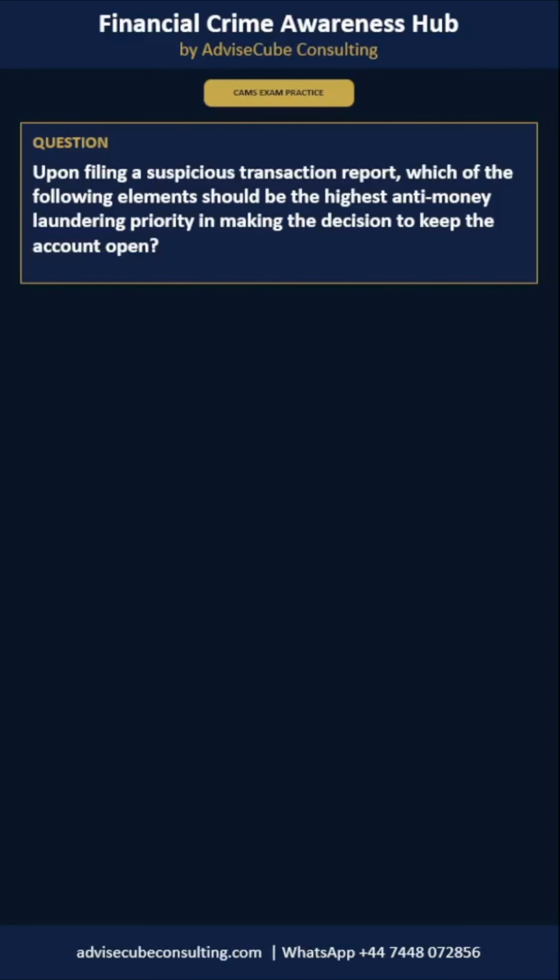Upon filing a suspicious transaction report, which of the following elements should be the highest anti-money laundering priority in making the decision to keep the account open? There are 4 options. You have to select one.